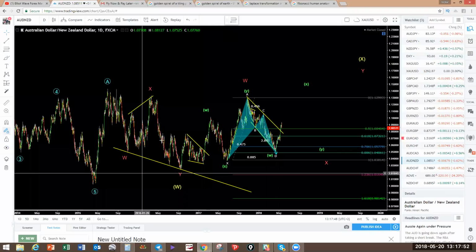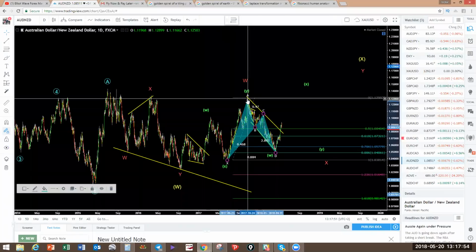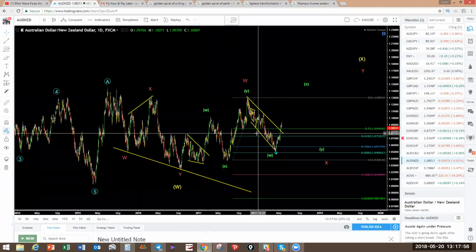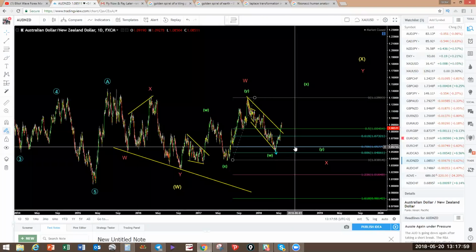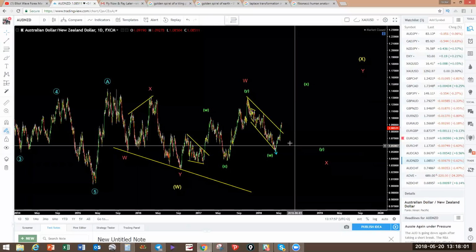I need to show that labeling. I'm going to take off the pattern here. Just look at the sequence and take off the fibs there.